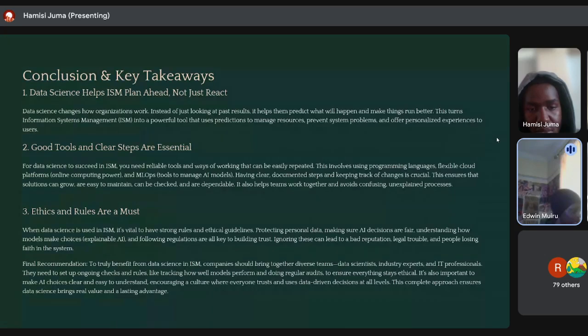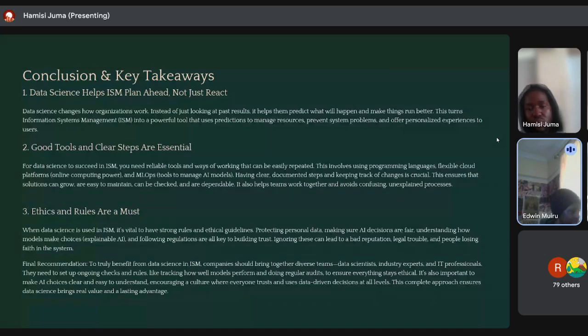Ignoring this can lead to a bad reputation, legal trouble, and people losing faith in the system. And the final recommendations, to truly benefit from data science in information systems management: companies should bring together diverse teams of data scientists, industry experts, and IT professionals.